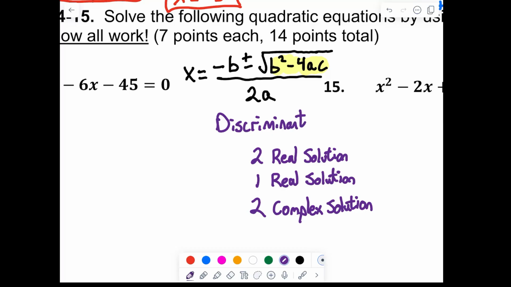Or we could have one real solution, where our parabola just touches the x-axis in one spot. Or I could have two complex solutions, and that's where our parabola does not touch the x-axis at all. Right? Those are the different possible things. Well, the discriminant can tell us which one of these we're going to have.